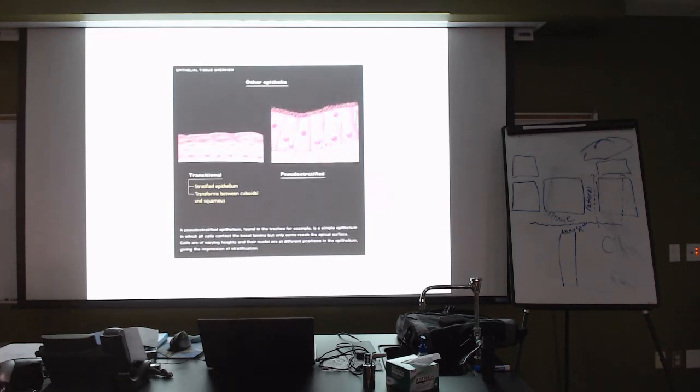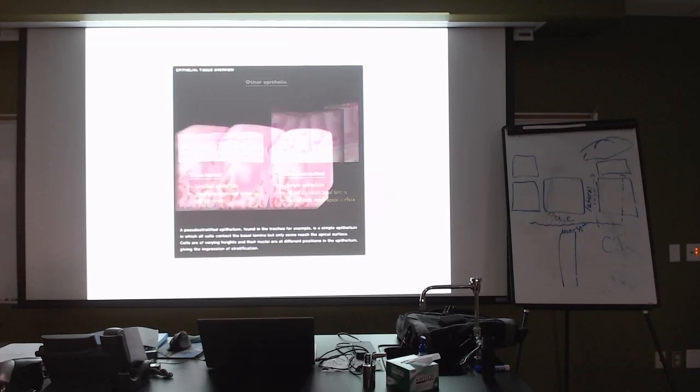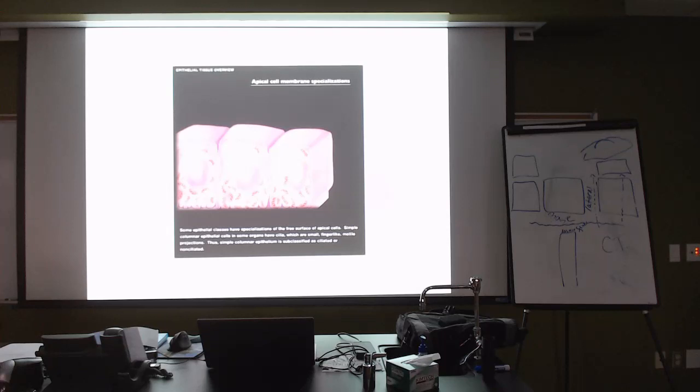A pseudostratified epithelium, found in the trachea, for example, is a simple epithelium in which all cells contact the basal lamina, but only some reach the apical surface. Cells are of varying heights, and their nuclei are at different positions in the epithelium, giving the impression of stratification. Some epithelial classes have specializations of the free surface of apical cells. Simple columnar epithelial cells in some organs have cilia, which are small, finger-like motile projections. Thus, simple columnar epithelium is subclassified as ciliated or non-ciliated.